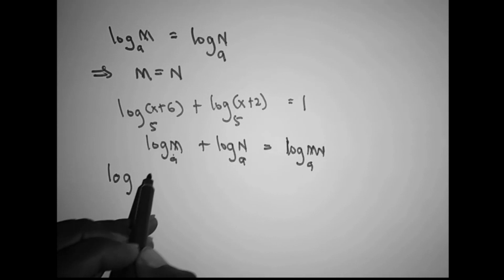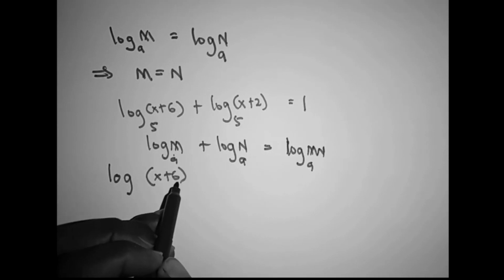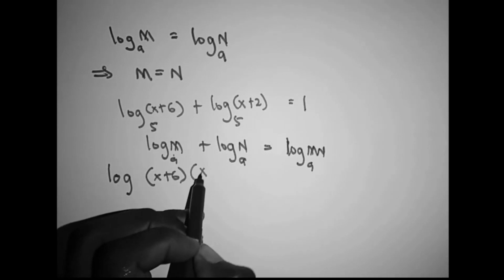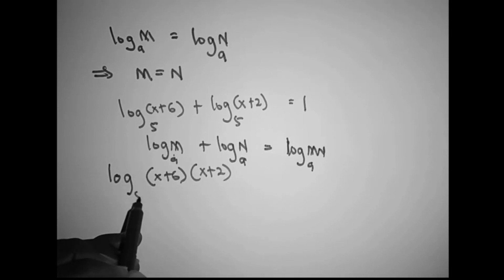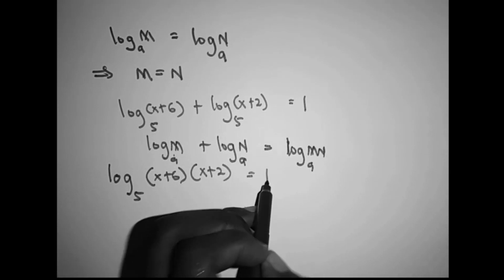So this then becomes log x plus 6 times x plus 2 base 5 equals 1.